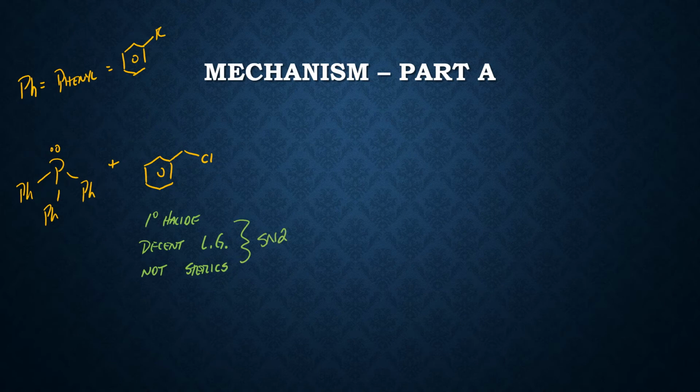But remember, we have to look at both sides of this to kind of make that decision. So over here with phosphorus, what we have is a neutral nucleophile. Right? It's not charged. It's got a slight partial negative. It does have a lone pair, right? But it's a weak base, right? Weak nucleophile. Okay, so weak base, a weak nucleophile, primary halide, decent leaving group, not too much about sterics.